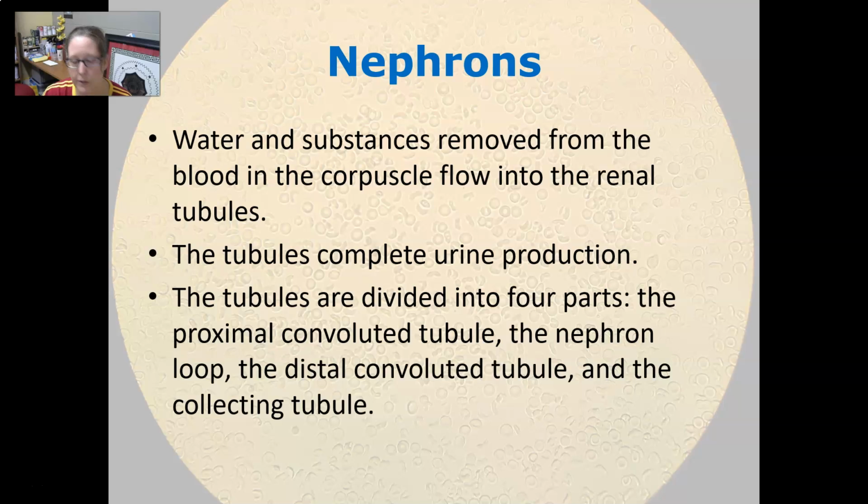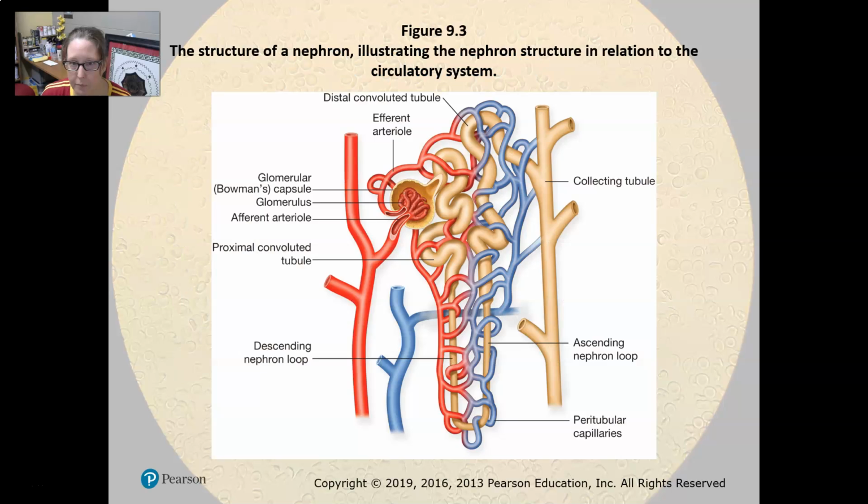So the proximal convoluted tubule is the closest to the glomerulus. The distal convoluted tubule is the furthest away from the glomerulus as you follow the path of the filtrate. And then the collecting tubule is the last chance to modify the filtrate, to maybe reclaim some water. Once the liquid leaves the collecting tubule, it is urine, and it's on its way out of the body.